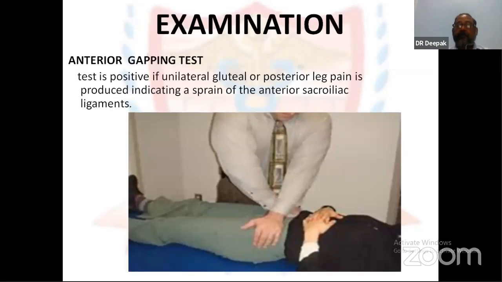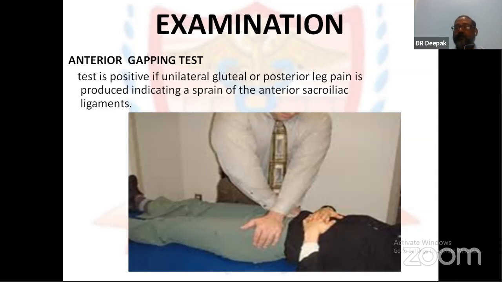So next is examination. Before going for the treatment, we will examine the patient to see whether it is SI joint dysfunction or other low back pain or other hip pathology.